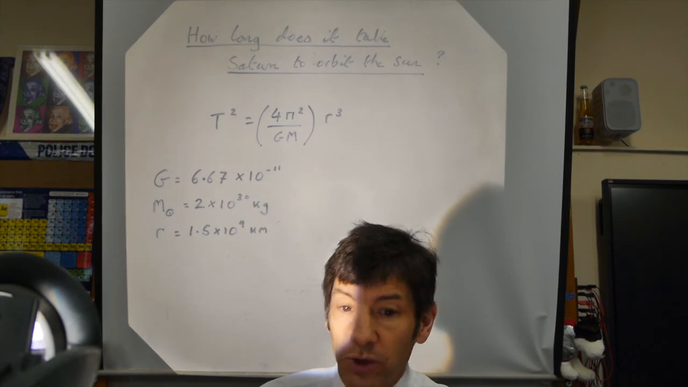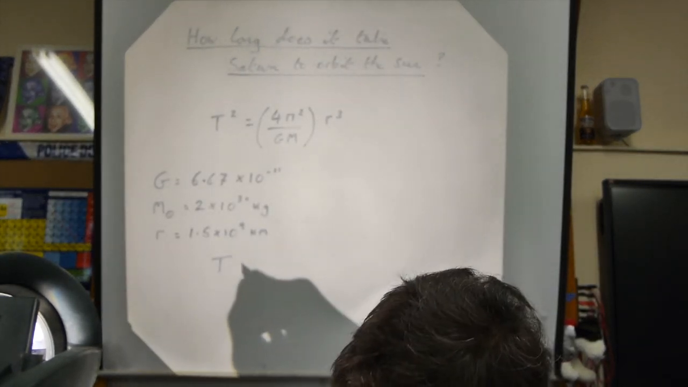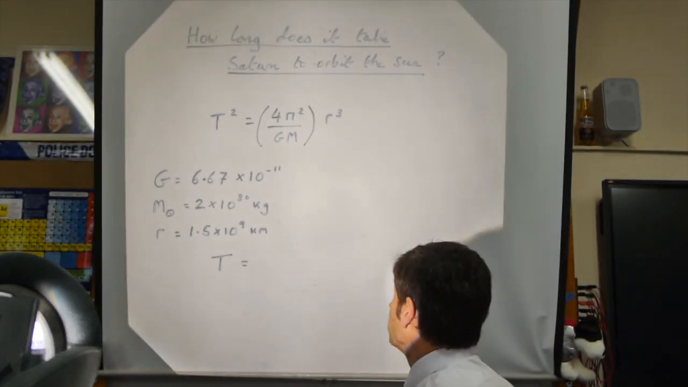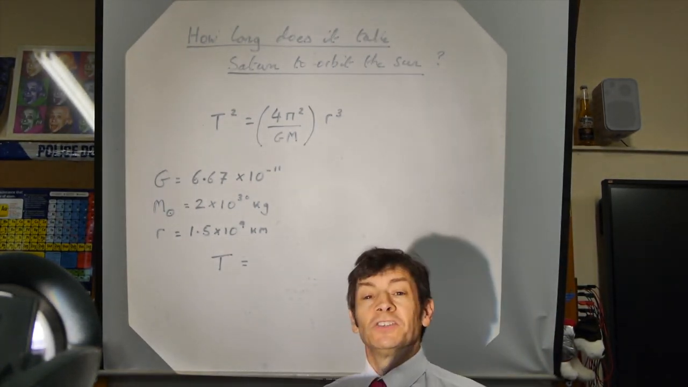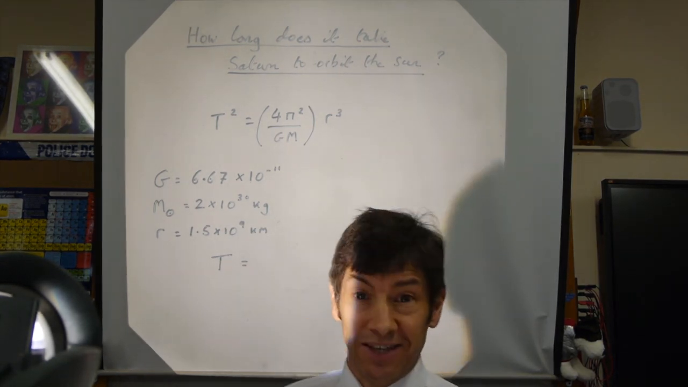Okay, so what I'd like you to do is to work out the time period. In other words, the time it takes to go round the Sun, and can you please do it in seconds?